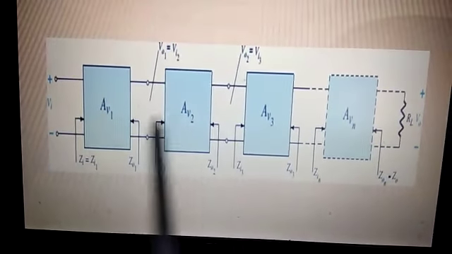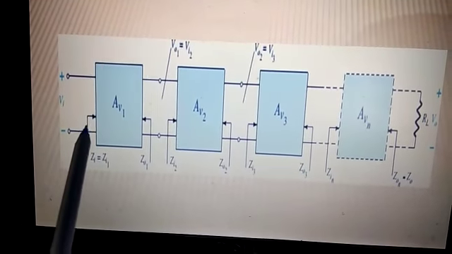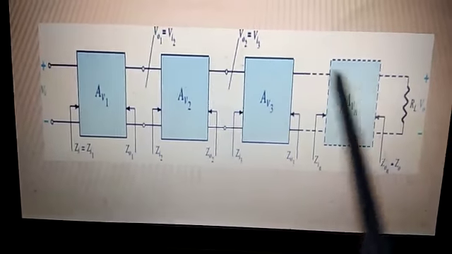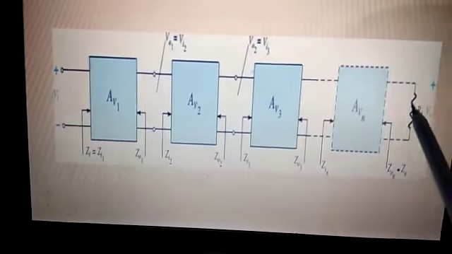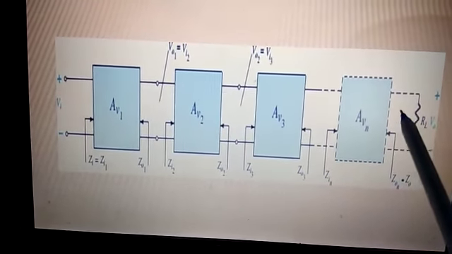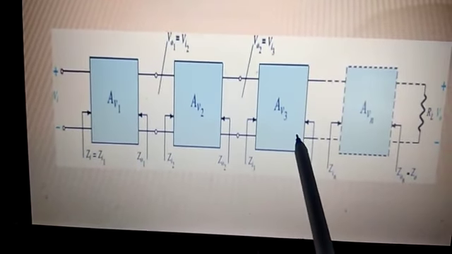Otherwise overall gain may increase, the overall input impedance may increase, overall output impedance may decrease, and the bandwidth due to this cascaded amplifier also have the sufficient bandwidth, having the constant output voltage in particular frequency range. This is one thing.